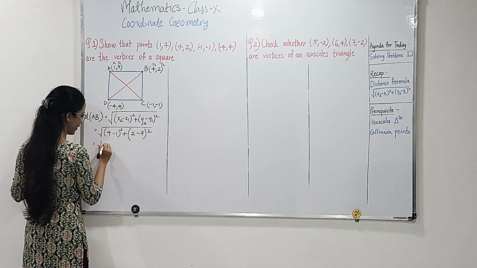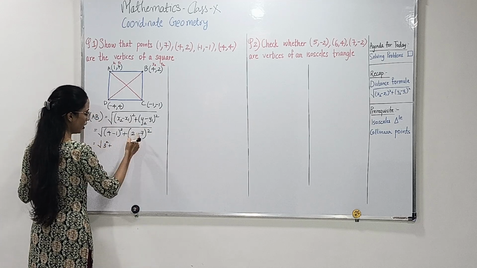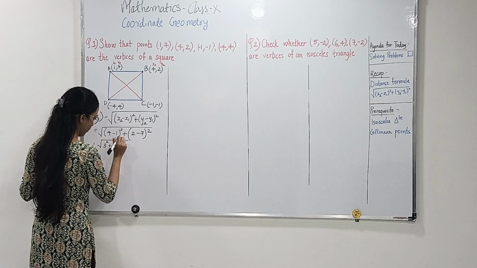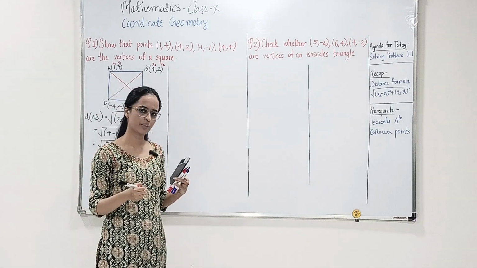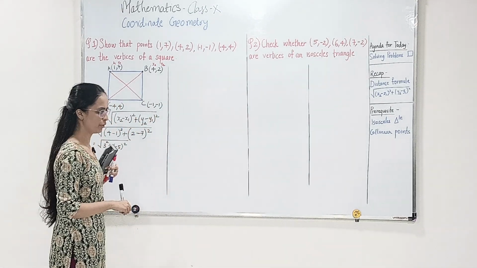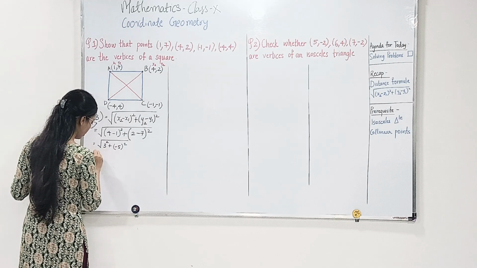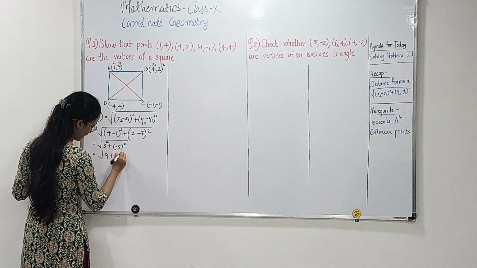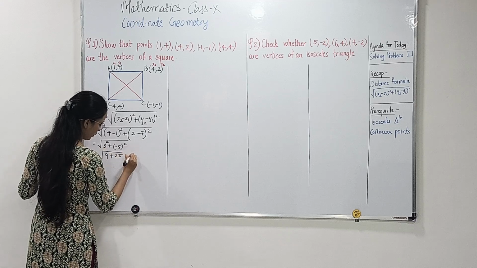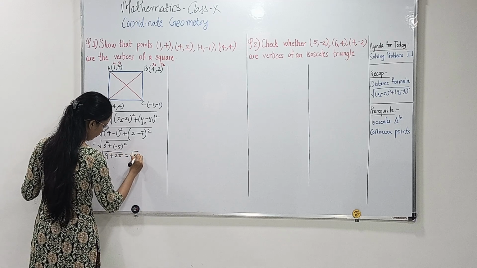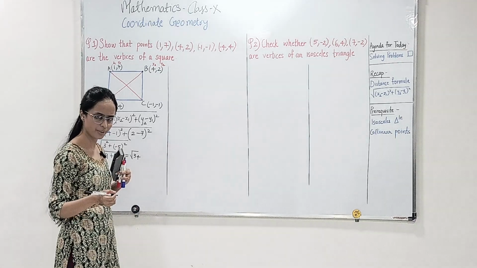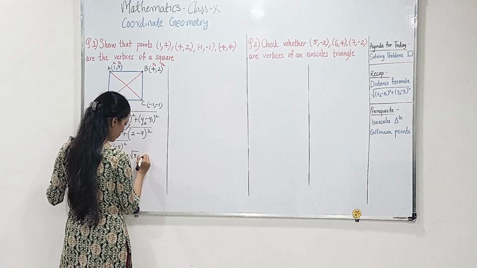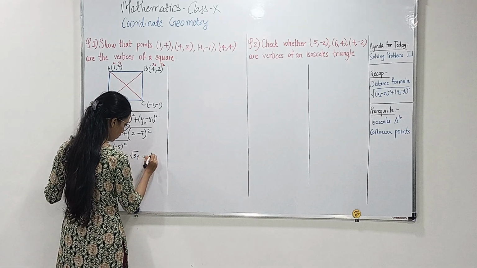Now we all know 4 minus 1 is 3 the whole square plus 2 minus 7 is minus 5 the whole square. Whenever we take the square of a negative number, it is always a positive number, 2 being the even power. So we get the answer as 9 plus 25, which is equal to under root of 34. Now this cannot be simplified further.